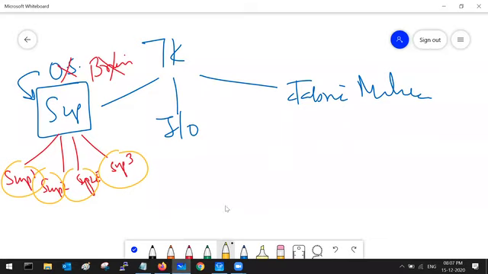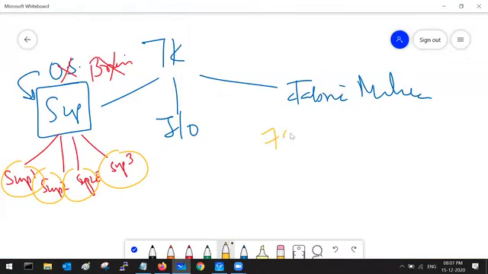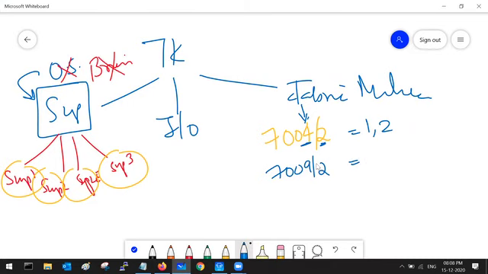How can you try to remember this? Maybe an easier way is to just divide the model number by 2. If I divide 7004 by 2, I take the last digit over here. So you can divide 4 by 2, and the answer you get is 2. So the supervisor engine comes on slot 1 and 2. If you divide 7009 by 2, 9 is not divisible by 2.